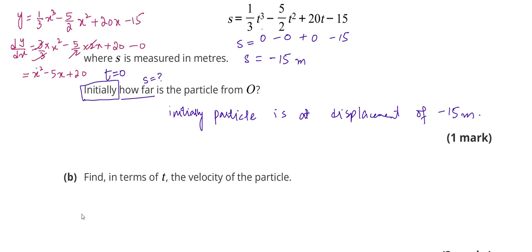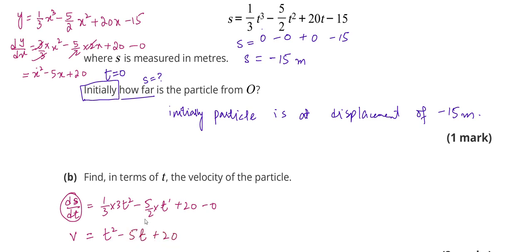Similarly, we will find ds over dt, because the derivative of displacement, change in distance over time, is velocity. So it will become 1 over 3 into 3t squared minus 5 over 2 into t raised to the power of 1 plus 20 and then minus 0, and then you can simplify this and this will become velocity, and this is t square minus 5t plus 20.